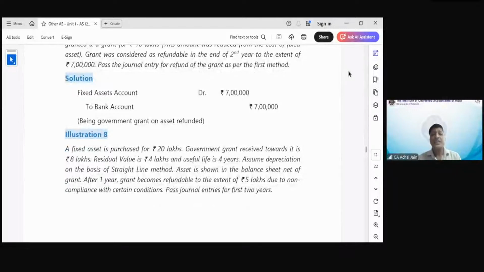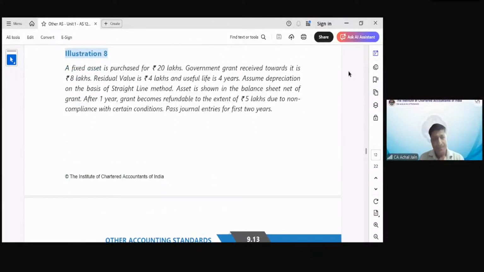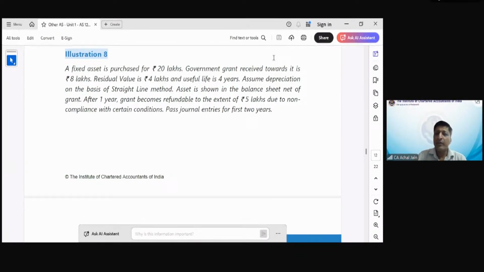A fixed asset is purchased for 20 lakhs. Grant received towards this fixed asset was 8 lakhs. Residual value of the fixed asset was 4 lakh. Its life is 4 years. Can you tell me the amount of depreciation you will have? Over to you quickly. Ishan says 2 lakhs.